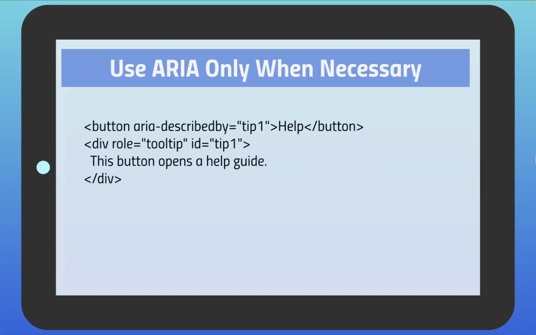Here's an example of a button that is using an aria-describedby. The HTML doesn't include a semantic tooltip element, so ARIA can fill that gap. The button has aria-describedby equals tip1, linking it to the tooltip content. The button linked to the tooltip with aria-describedby and the role tooltip makes it understandable to screen readers.